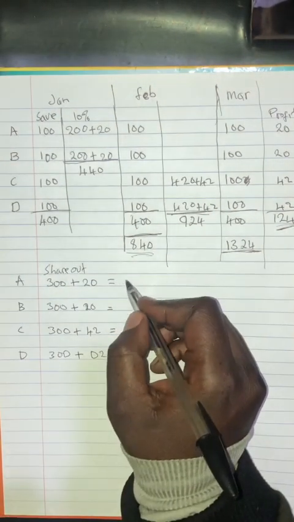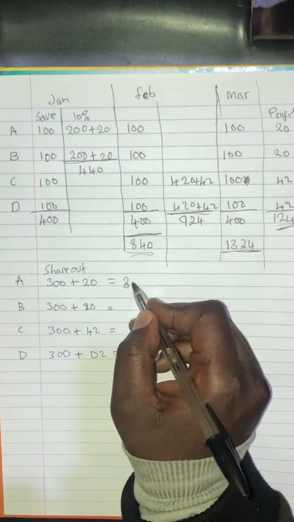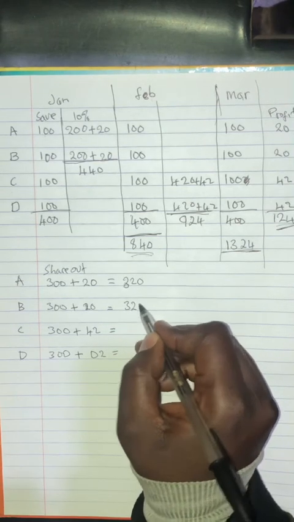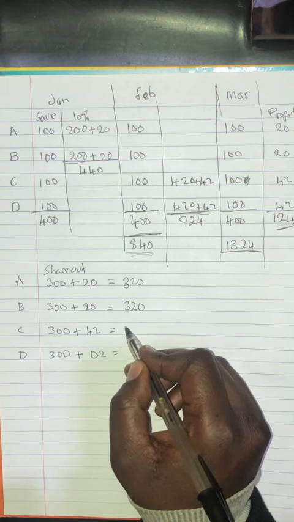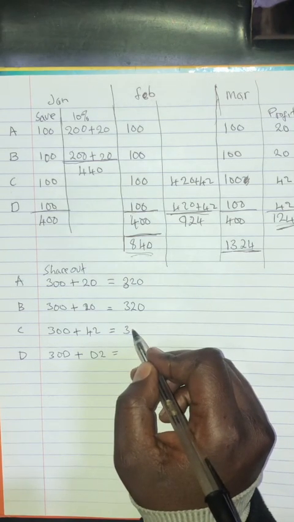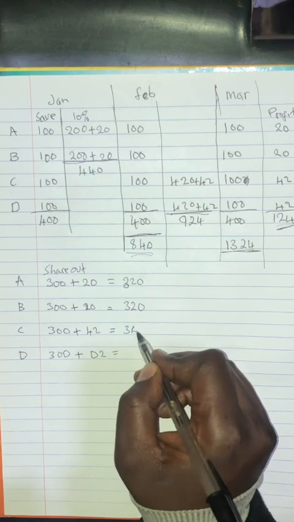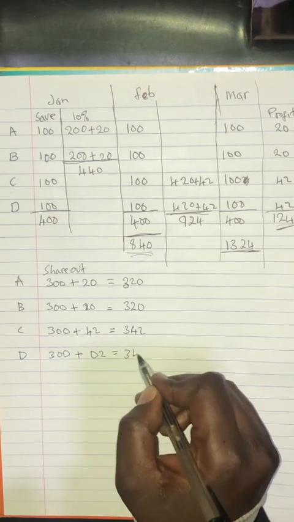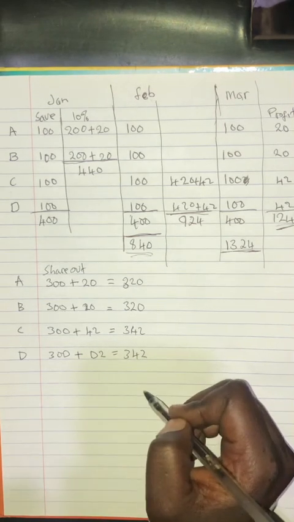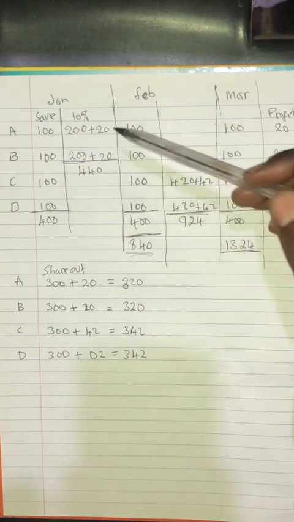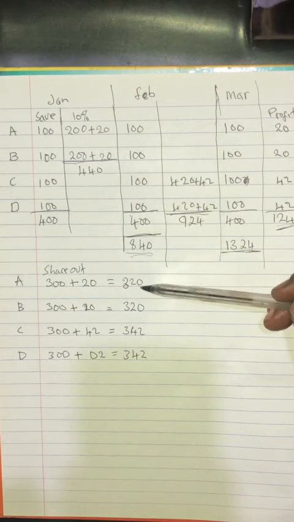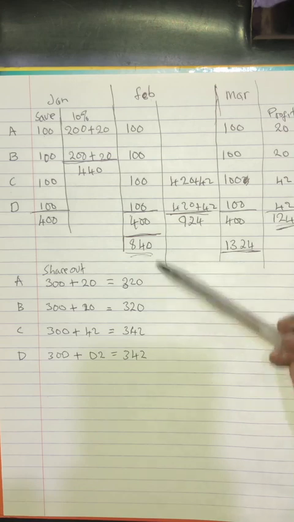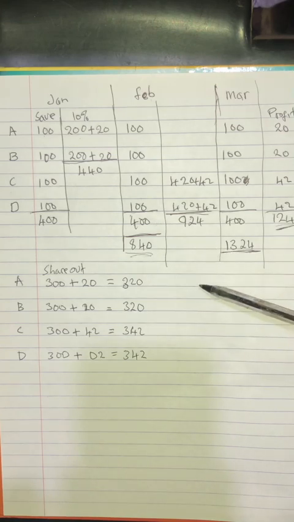So for individual A, the total comes to 320 kwacha. Same with B, but for individual C, the total they're getting on their share out day will be 342 kwacha. Even including individual D, it's the same story. As you can see, those individuals who borrowed less made less profit. At the end of the day, they walked out with less money than those individuals who borrowed more, because they made more profit for the group.